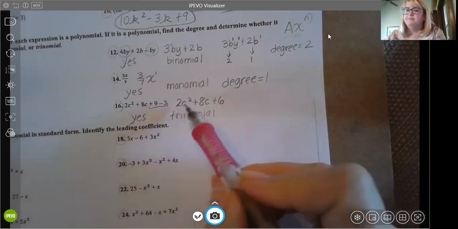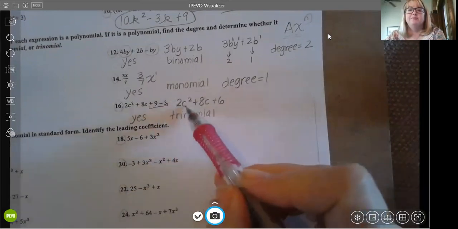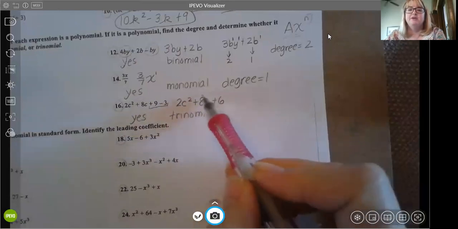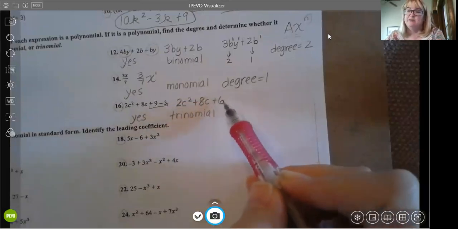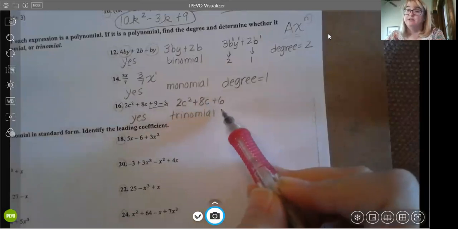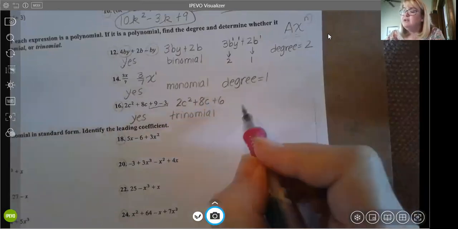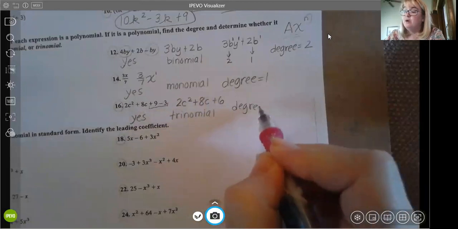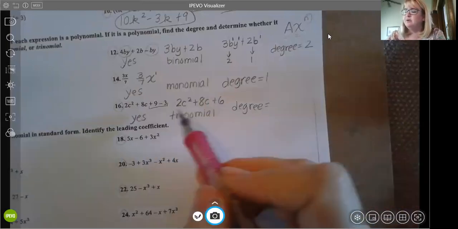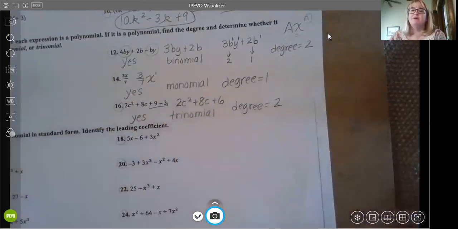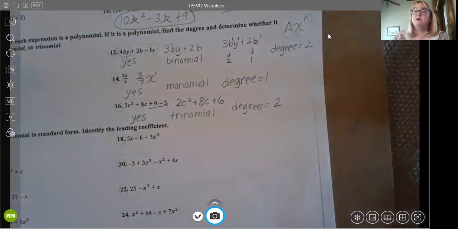Now let's look at the degree. The degree of this first term is 2. The degree of this second term is 1. The degree of this term is 0. Anytime you have a constant number by itself, the degree is 0. Okay, so the degree of the whole polynomial is the degree of the highest degree term. And the highest degree would be 2. So the degree of the polynomial is 2. All right, so I hope that is making sense of whether it is a polynomial and the difference between a monomial, binomial, trinomial, and then determining degree.